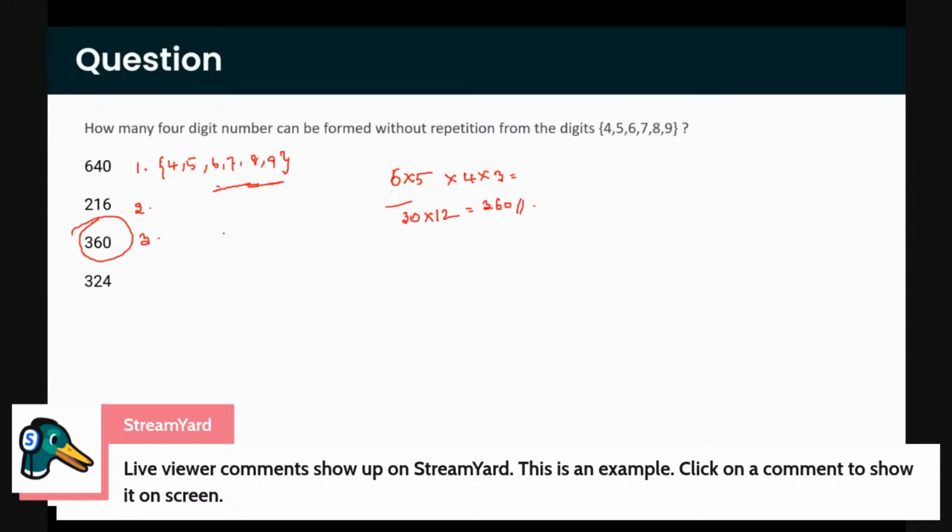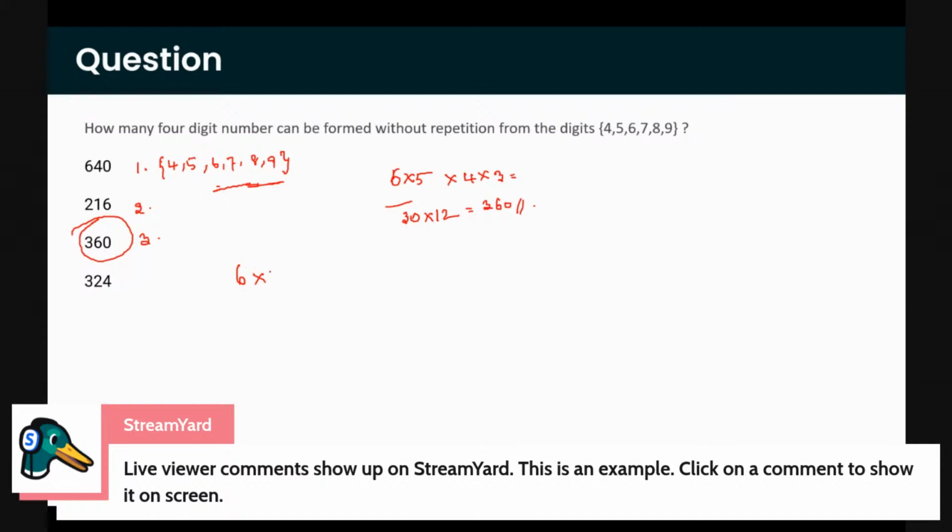So when I want to choose the first digit, I have 6 options to select from. So the first way is 6. After selecting one digit, it can be any digit, 4 or 5. It is not about a particular number. It is about the ways. How many possible ways do we have to select the number?